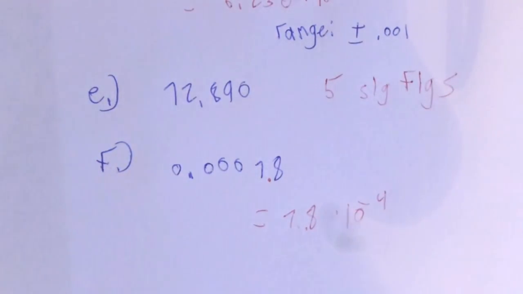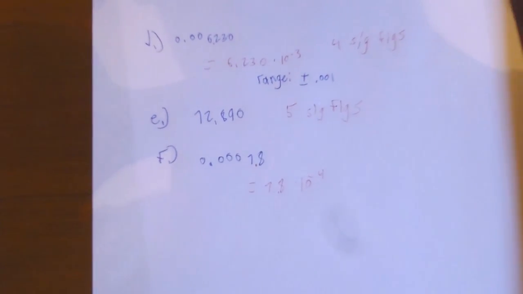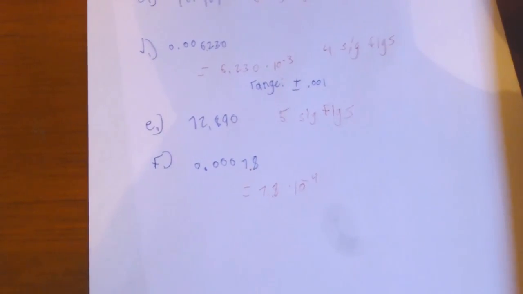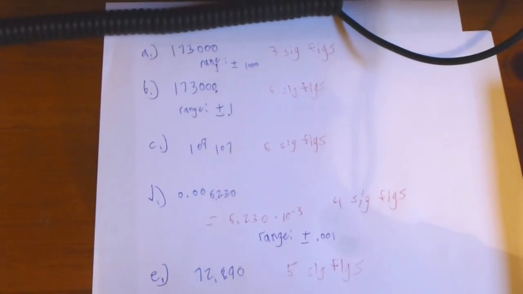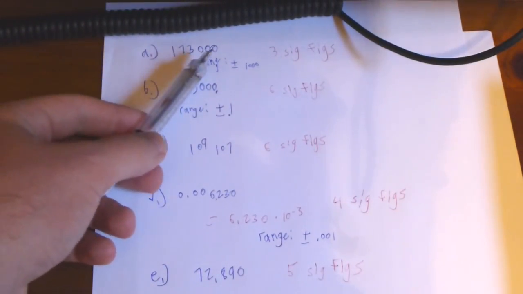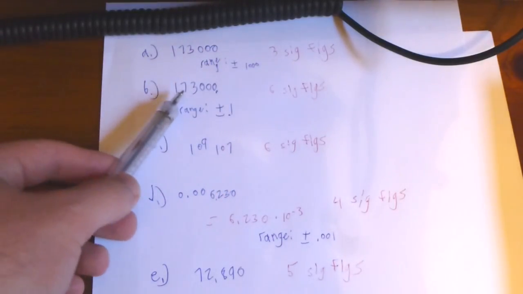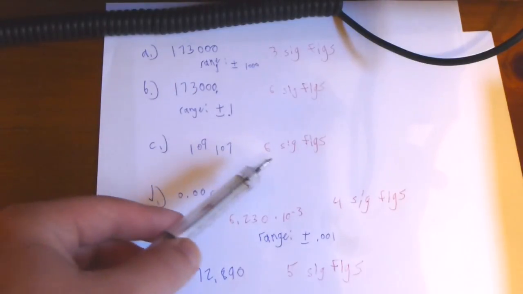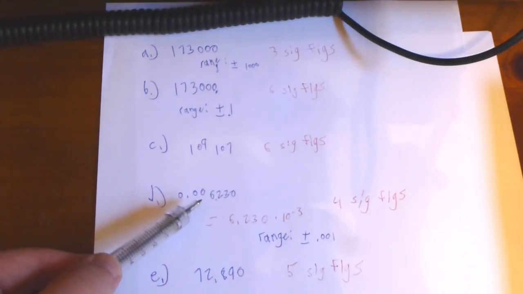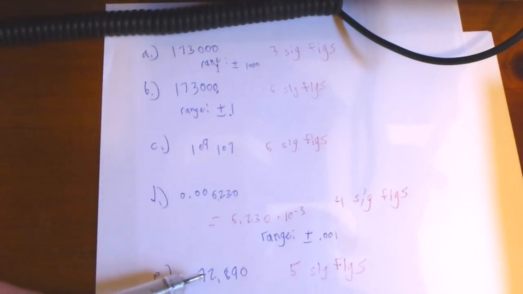So that's all there is to it, to significant figures. Let me zoom back out just to give you a broader view of what we just talked about. So I hope this makes sense. 173,000, 3 sig figs. 173,000 with the decimal point, 6 sig figs. 109,107, 6 sig figs. 0.006230, 4 sig figs. 72.890, 5 sig figs. And 0.00078. I didn't write that down, so good thing that I checked.